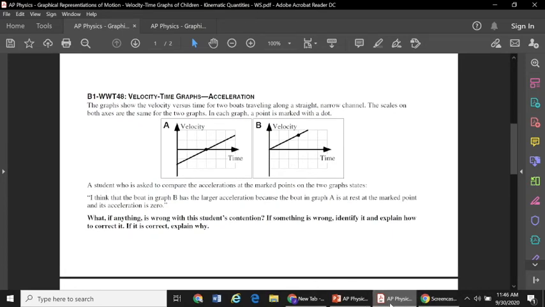Okay, so in this problem, the kid says, I think that the boat in graph B has a larger acceleration because the boat in graph A is at rest at the marked point and its acceleration is 0. So the kid makes 2 claims. Let's evaluate those claims. The first thing they say is the boat in graph A is at rest. Well, that's true. The velocity at that indicated point is 0. It's exactly on the x-axis. But then they say the acceleration is 0.